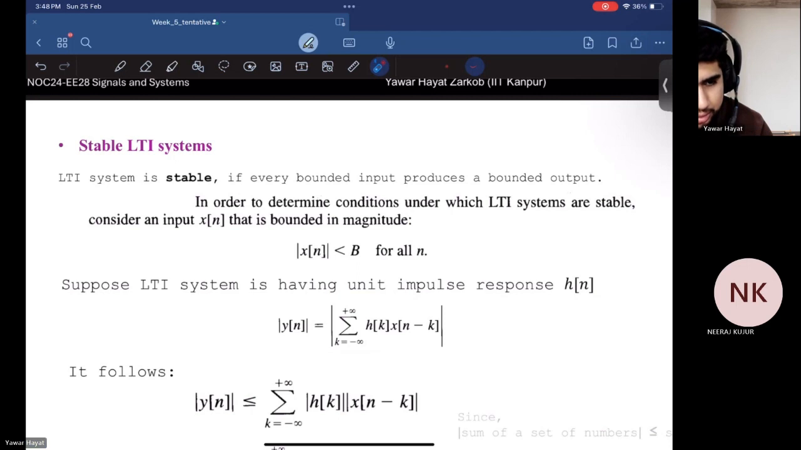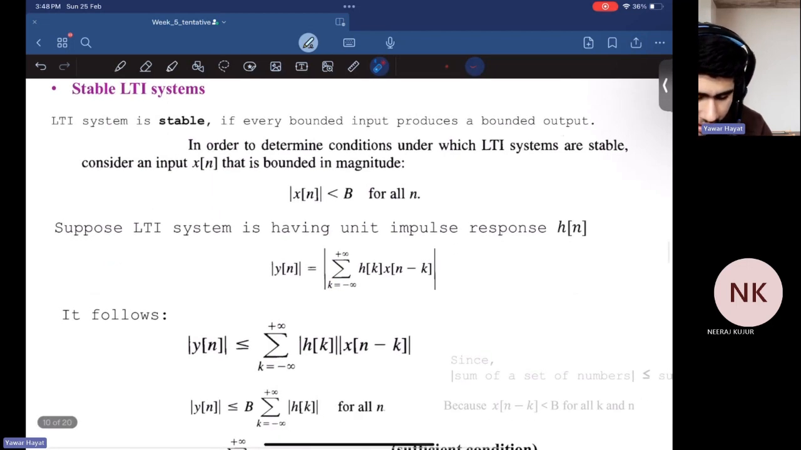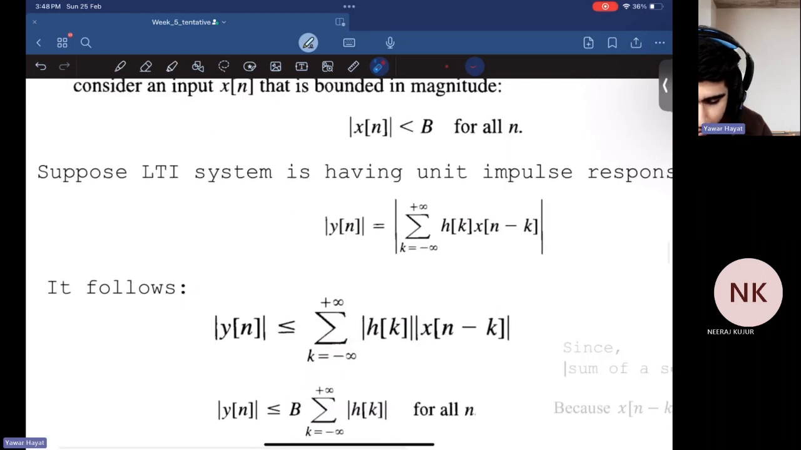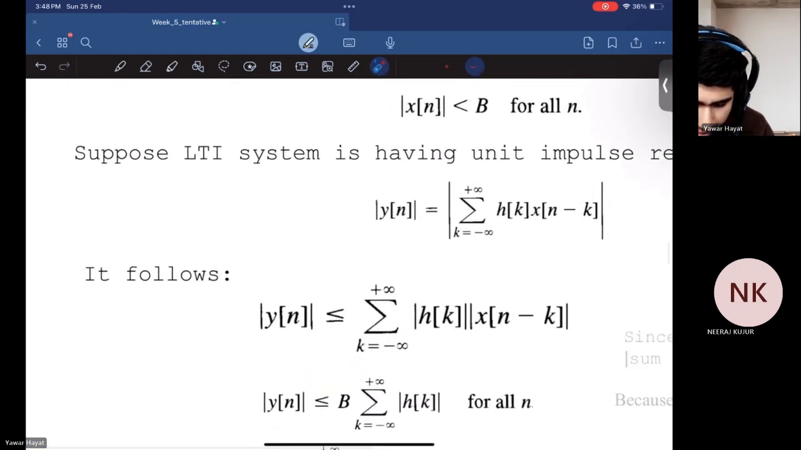Why? I just used the convolution sum. I have replaced this y of n by the convolution sum. Then it follows that this holds good. Can you see why? If this holds good, then this should hold good. Which fact have I used?